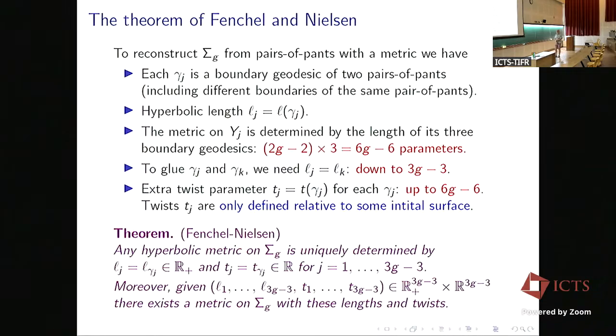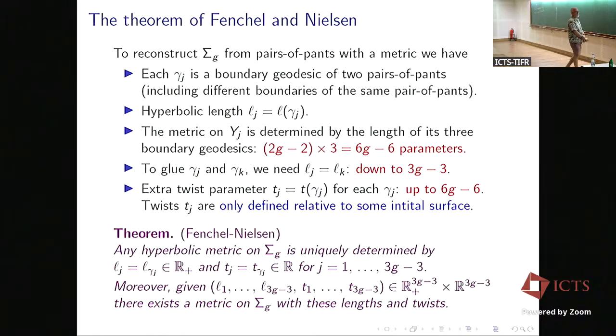So the theorem of Fenchel-Nielsen says that, given a pants decomposition, any hyperbolic metric on sigma g is given by the lengths of the pants curves, which are absolute invariants, and the twists around those curves, which are relative invariants. Okay? And there's this important moreover statement here, that if you have any set of 3g minus 3 positive numbers and 3g minus 3 real numbers, then there exists a metric with those lengths and twists. The lengths, of course, have to be positive.